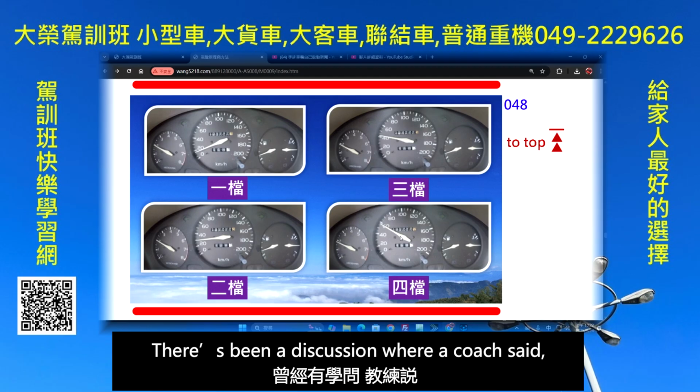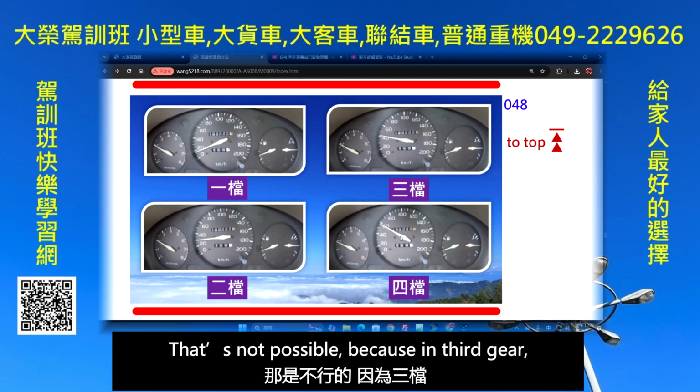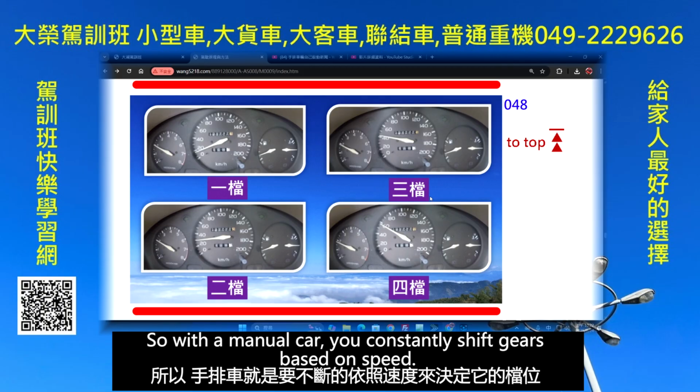There's been a discussion where a coach said, is it possible to start in third gear? That's not possible, because in third gear, it won't be able to start. And if the speed is high, third gear will waste fuel as well. So with a manual car, you constantly shift gears based on speed.